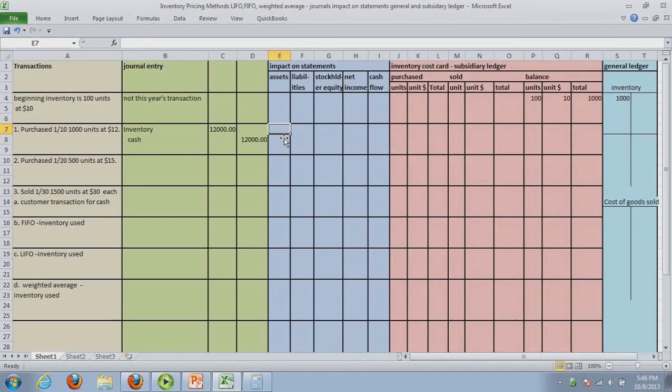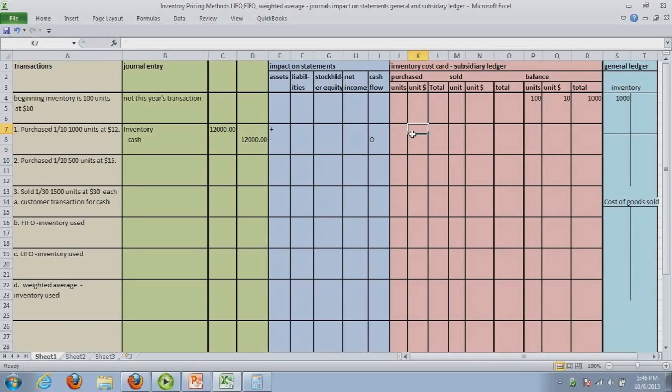And then we're going to come over here and look at the impact on the statements. And if we think about this, one asset's going up and one asset's coming down. So it's definitely an asset exchange. No impact on the income statement until you sell it. And for cash flow, we see that it's an outflow of cash. And this would definitely be operations. This is what you do on a day-to-day basis.